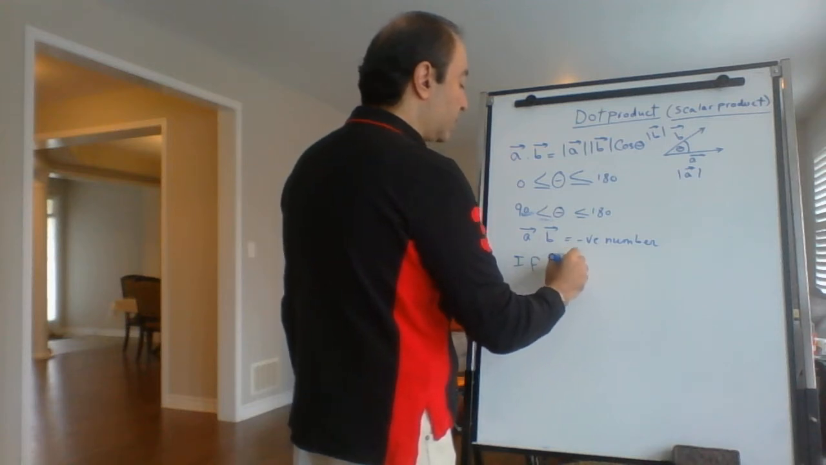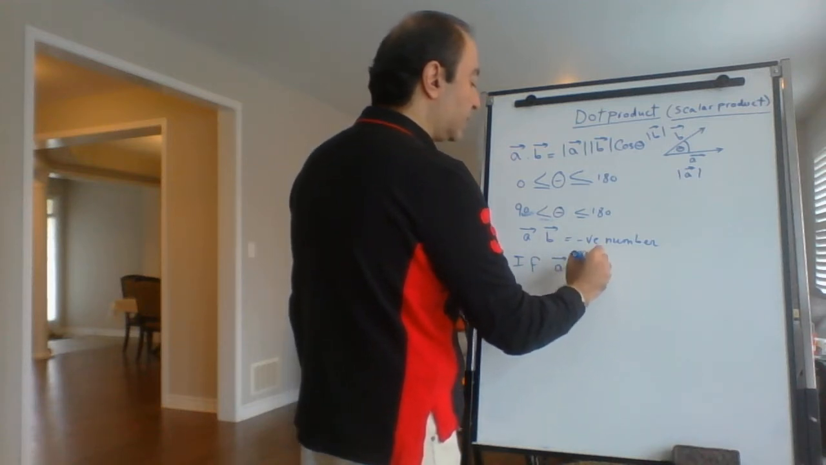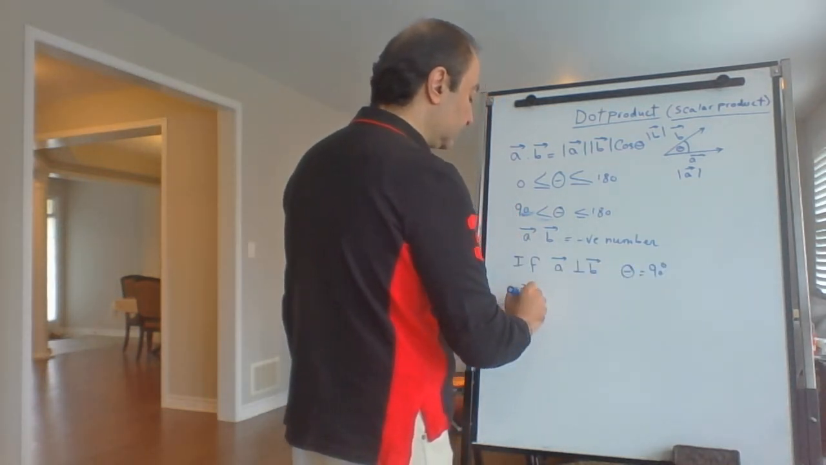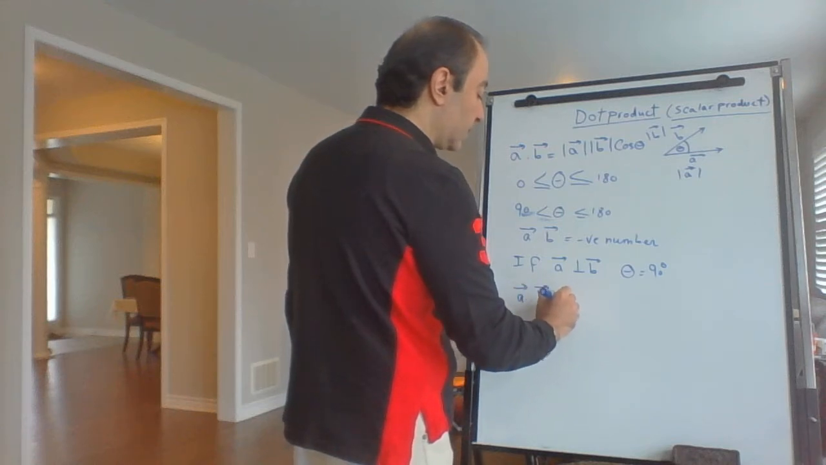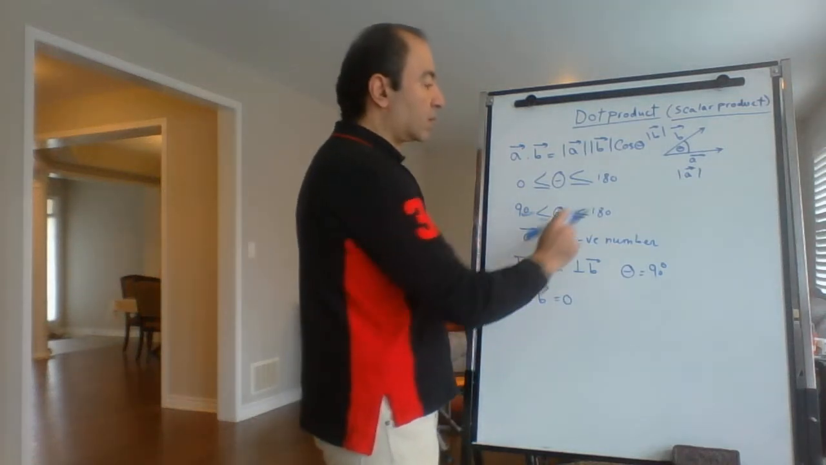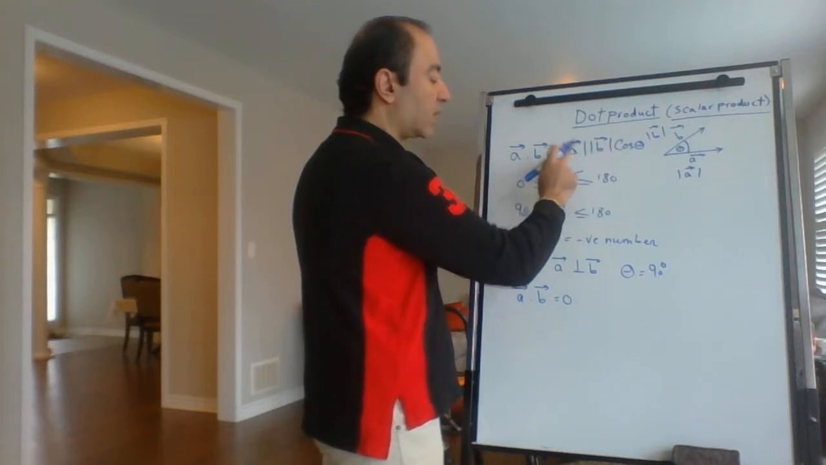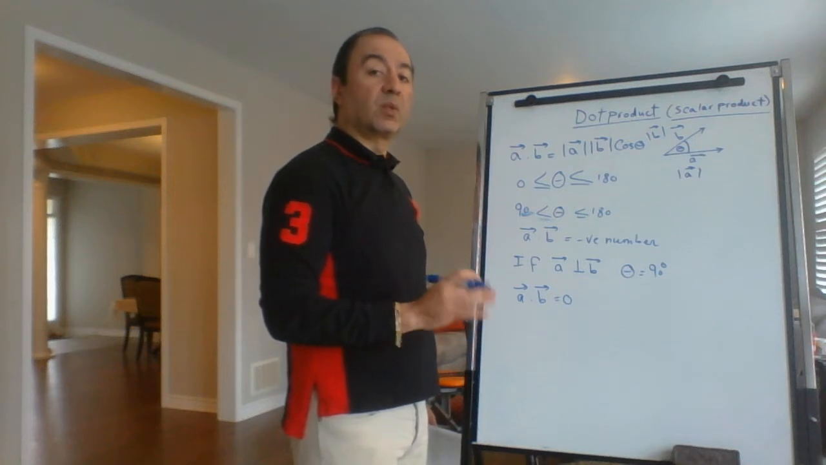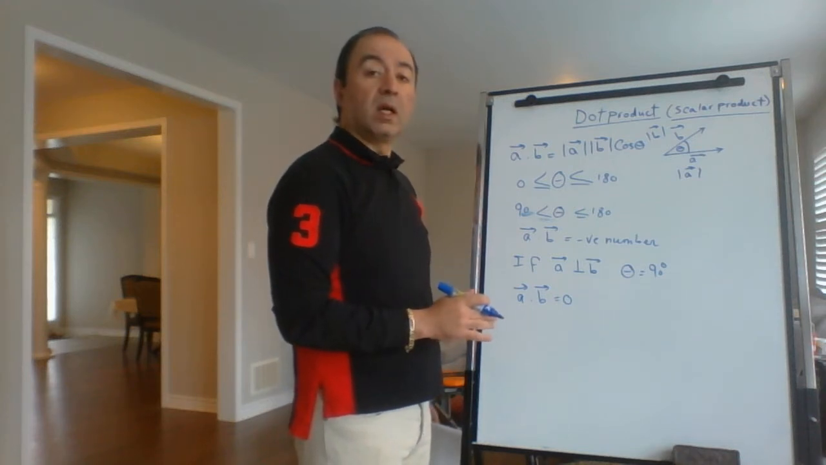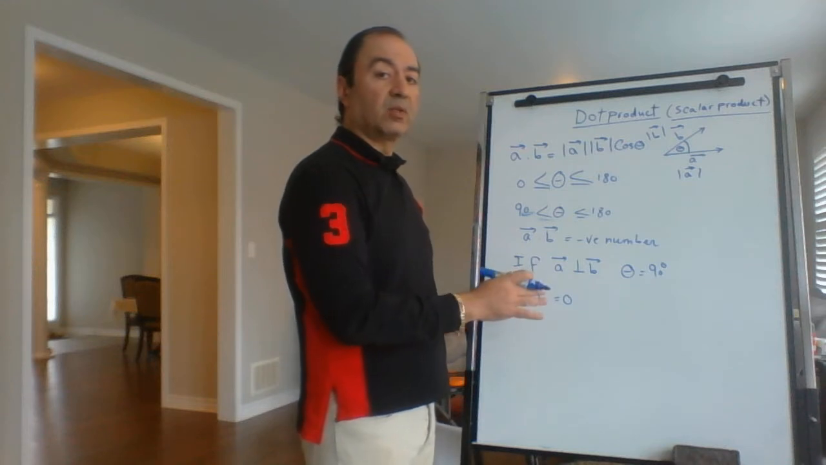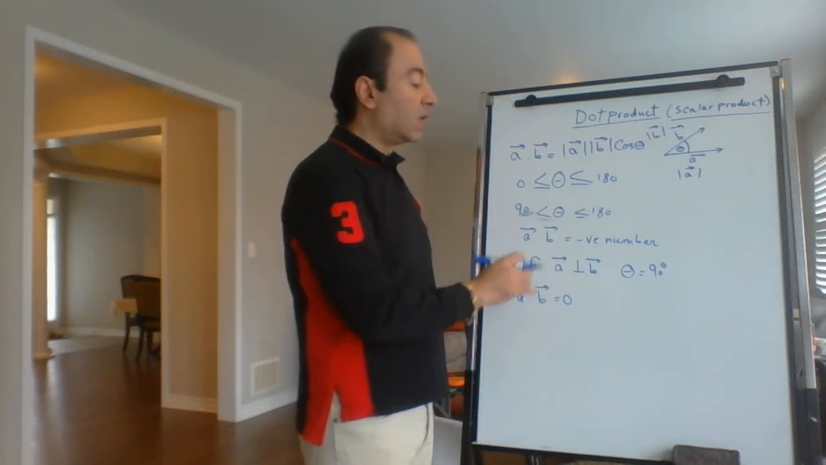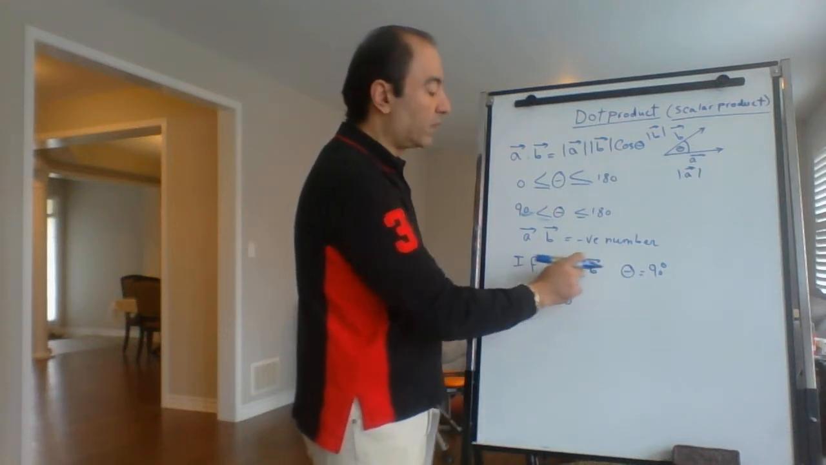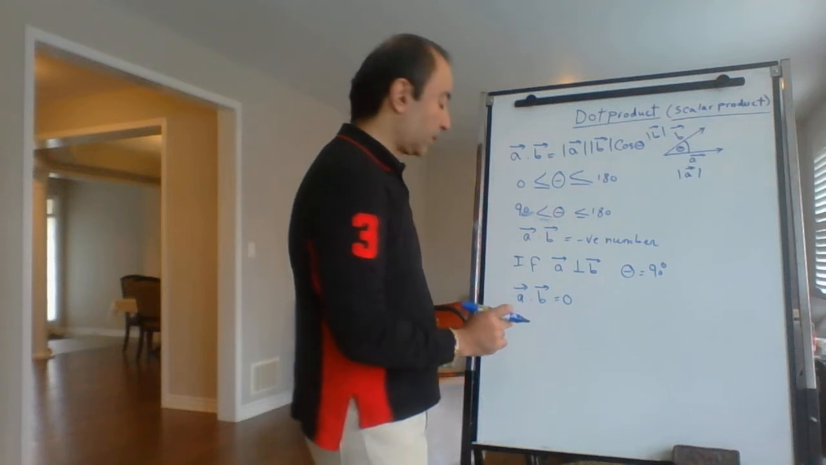If A is perpendicular to B, the angle is 90 degrees, theta equals 90 degrees. A dot B will equal 0 because cosine 90 is 0, so 0 times anything is 0. So if I give you any vectors and I say prove that those are perpendicular vectors, or the angle between those two vectors is 90 degrees, you just need to do the dot product and see if it equals 0. That means the two vectors are perpendicular to each other.